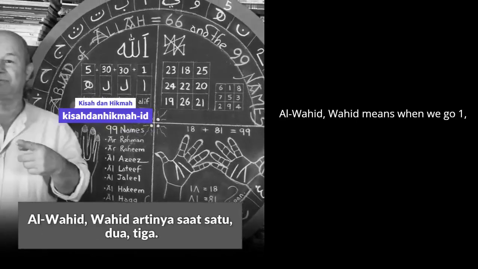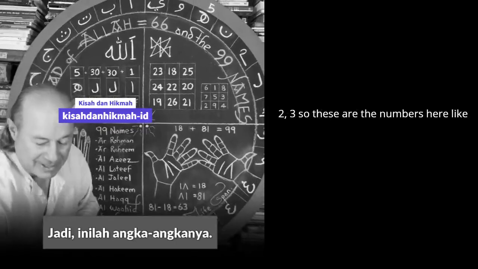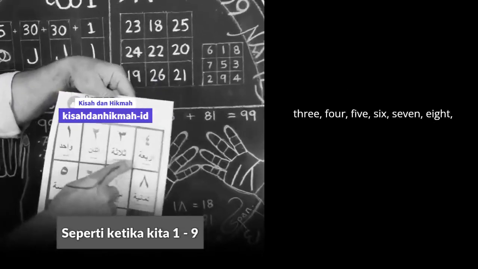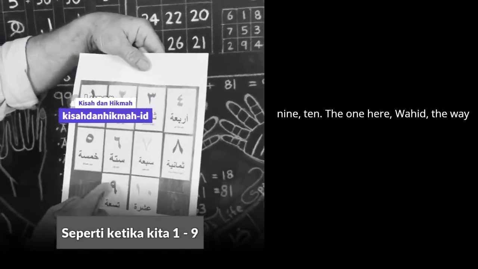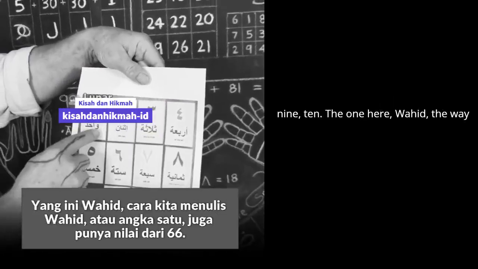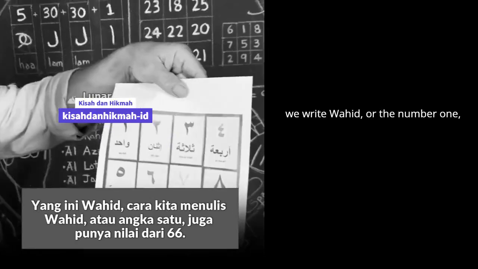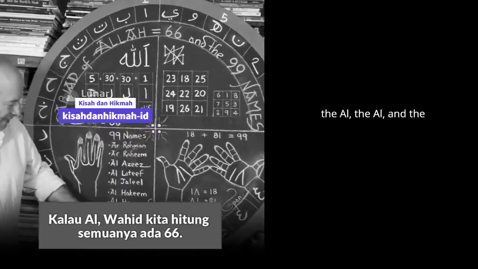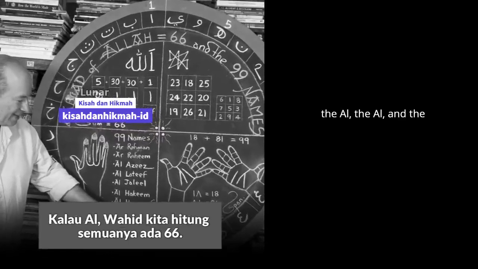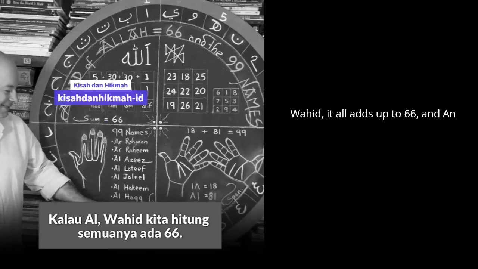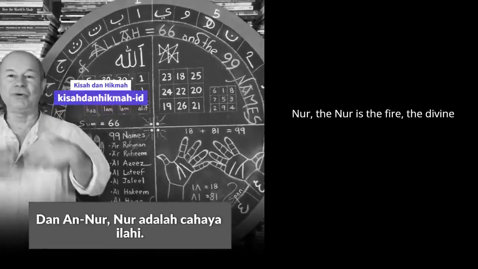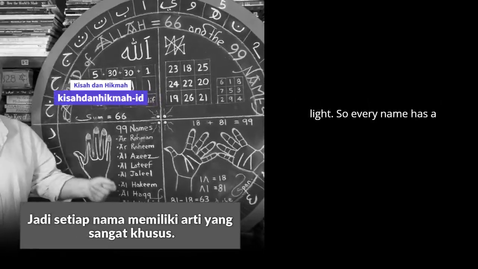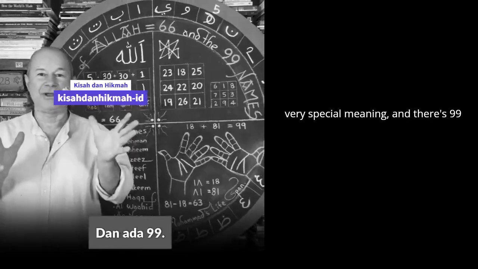Al-Wahid. Wahid means one, when we go 1, 2, 3. So these are the numbers here, like when we go 1, 2, 3, 4, 5, 6, 7, 8, 9, 10. The 1 here, Wahid, the way we write Wahid, or the number 1, also has a value of 66. If we count the Al and the Wahid, it all adds up to 66. And An-Nur, the Nur is the fire, the divine light. So every name has a very special meaning, and there's 99.